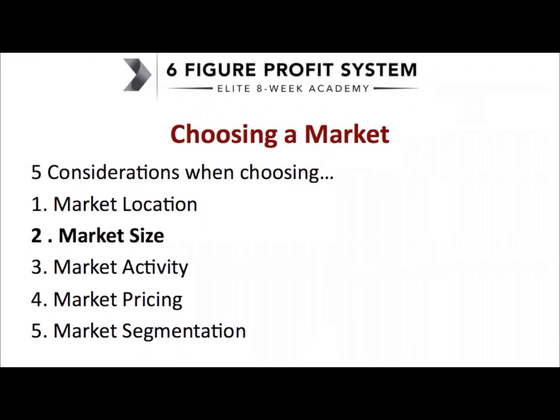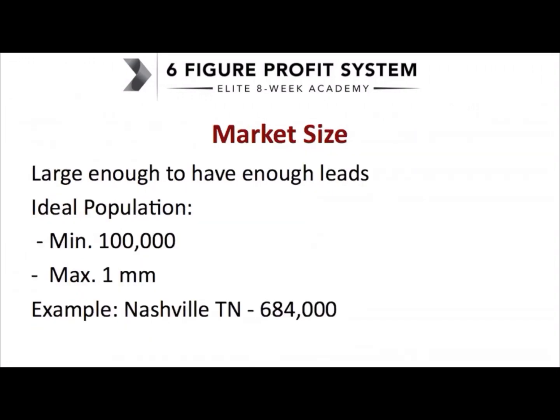So the second consideration is market size. When it comes to market size here, really what we're talking about is the population of that market, because we need to have a big enough population, and it needs to be a large enough area to have enough leads, right? Because we need to be able to convert leads into deals. So the ideal population, the minimum would be 100,000 population. Now that's kind of on the lowest side possible. If the market is smaller than 100,000, then you're going to want to expand it so that you take in a bigger population. And even 100,000 is pretty skinny.